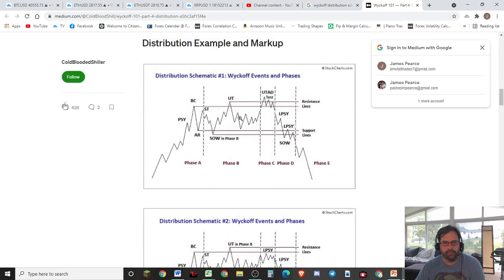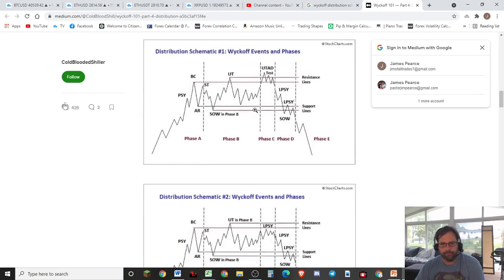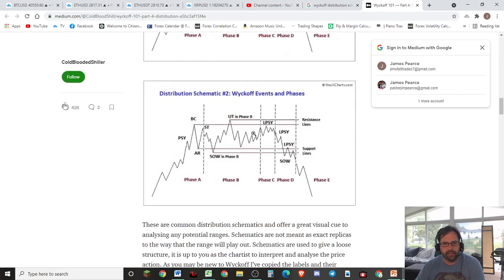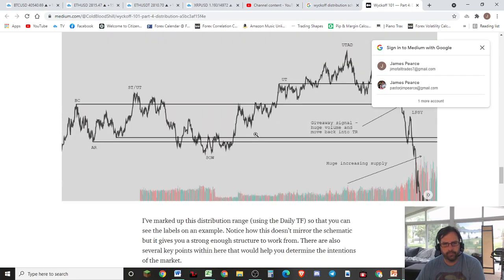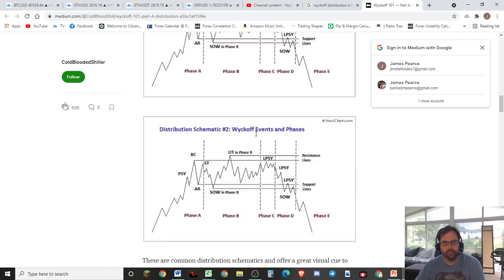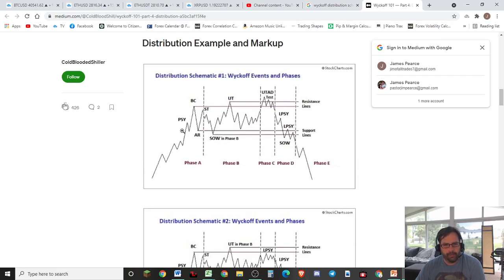Where's the picture? There it is right here. So you'll notice that on Bitcoin, this distribution, let's see, that's schematic 2. Sorry about that. We had basically a test at the top, another test at the top, and then a third test right here. Just three. We got BC, UT, UTAD right there. There's three tops right there.